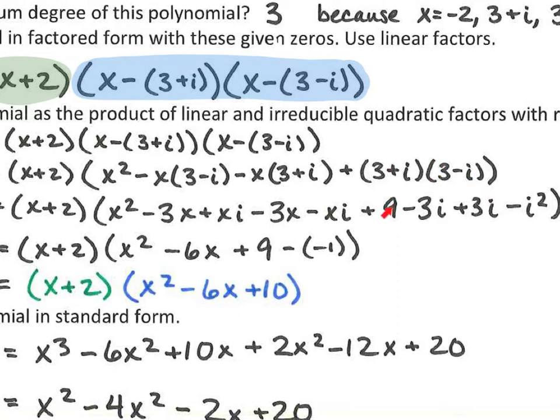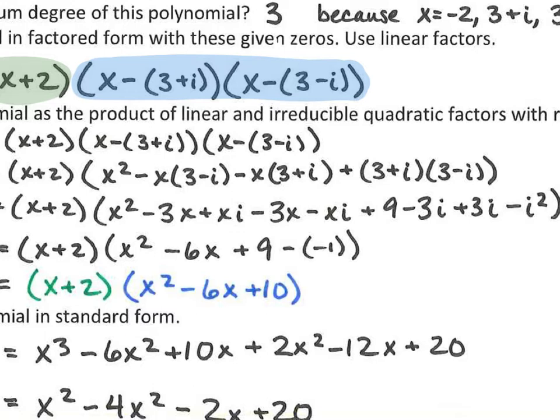3 times 3 is 9. 3 times negative i is negative 3i. i times 3 is 3i. i times negative i is negative i squared. Well, that's negative 1. Great. So we did that here. It will eventually be positive 1 because we're subtracting it, yes. But what did I do to go from here to here besides i squared equal to negative 1?